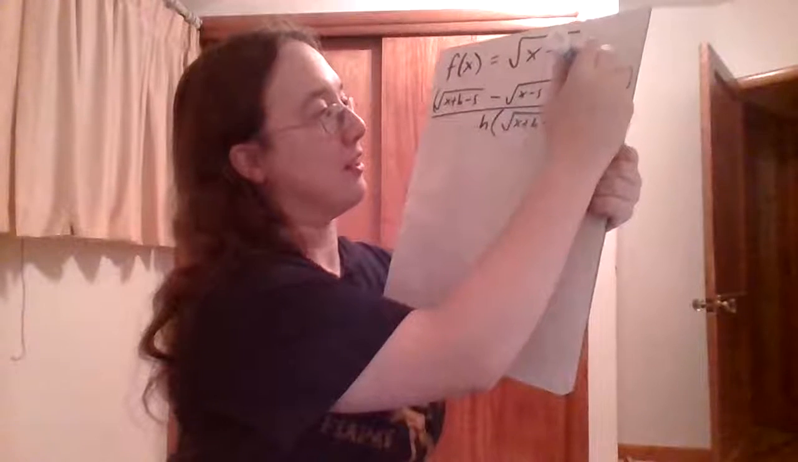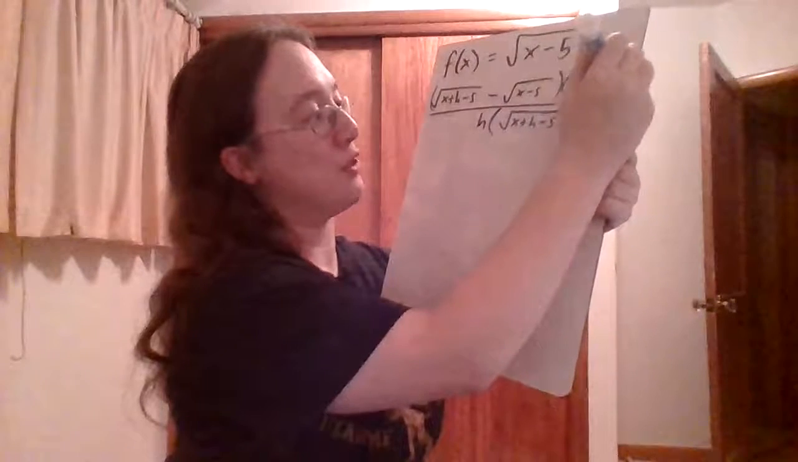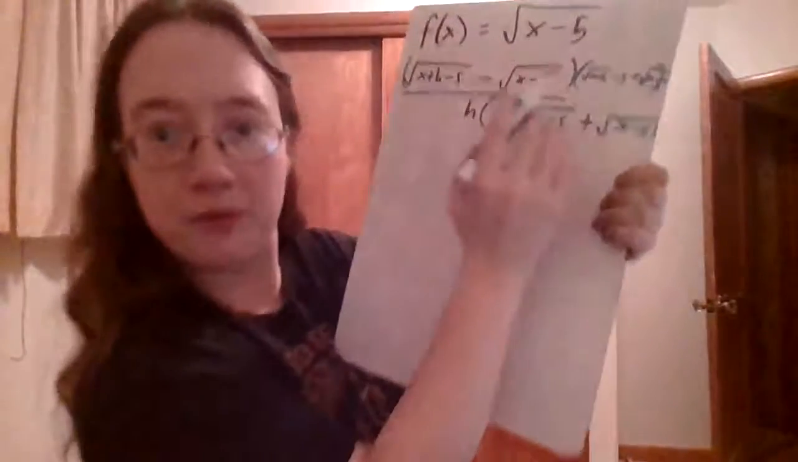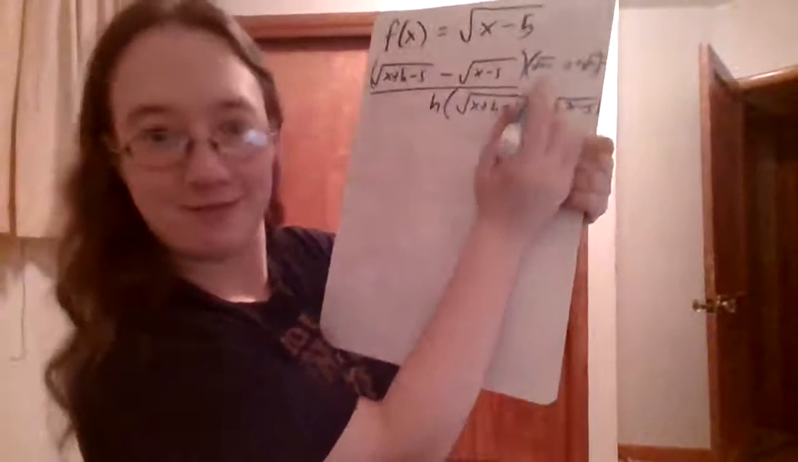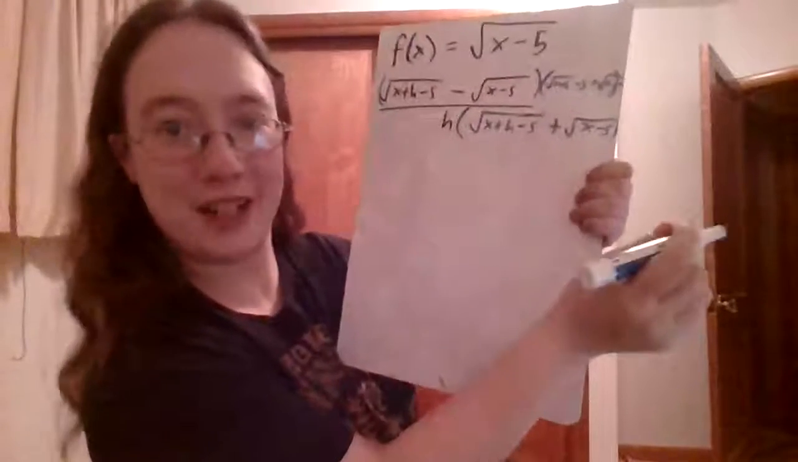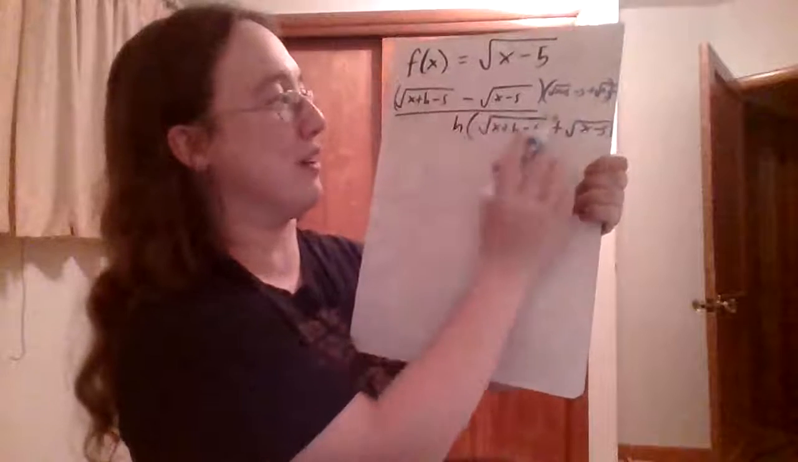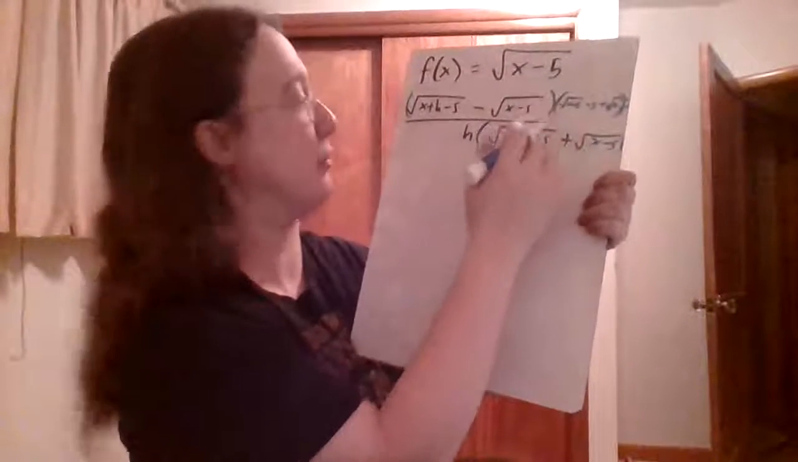So again, square root of x plus h minus 5, should have left myself some more room there, plus a square root of x minus 5. So this says the same thing as that says. Okay, if you're having some trouble reading that, these two are the same thing. We're multiplying by the opposite of this with a plus here instead of a minus. I just didn't quite leave myself enough room there.